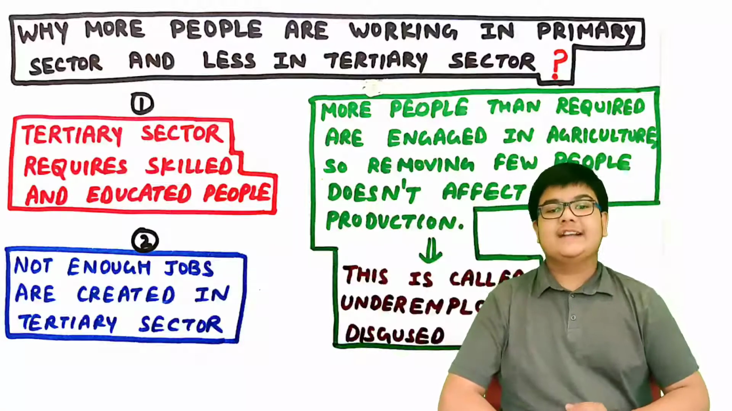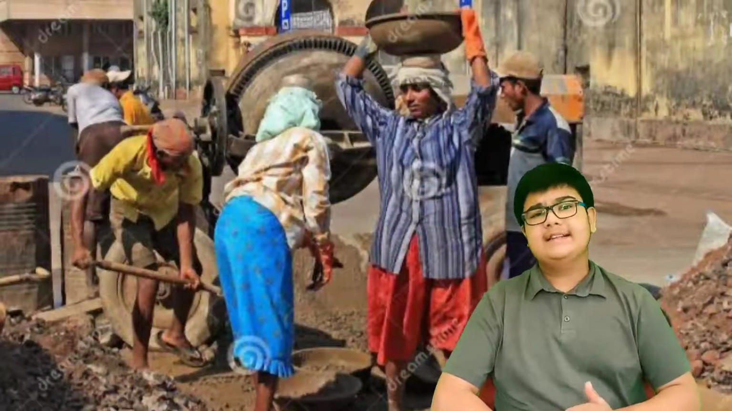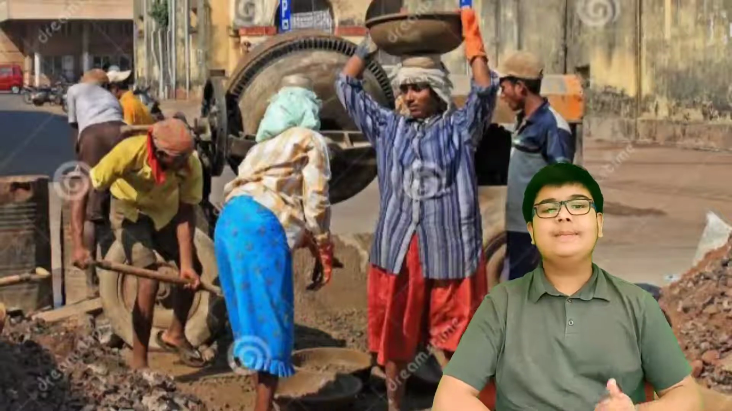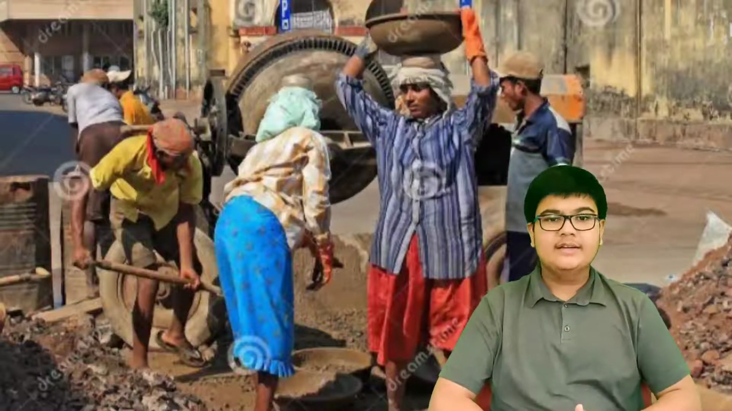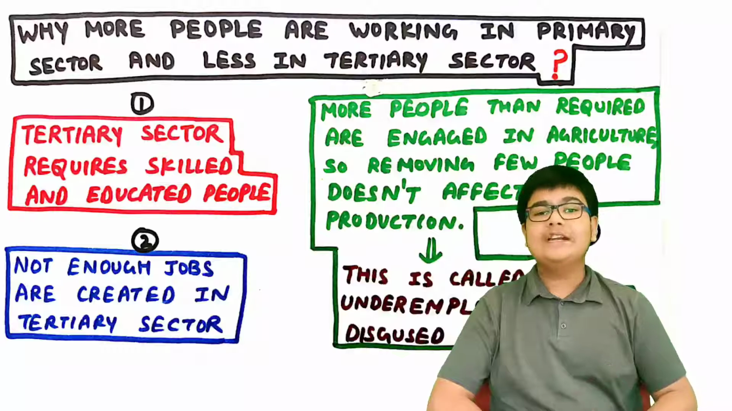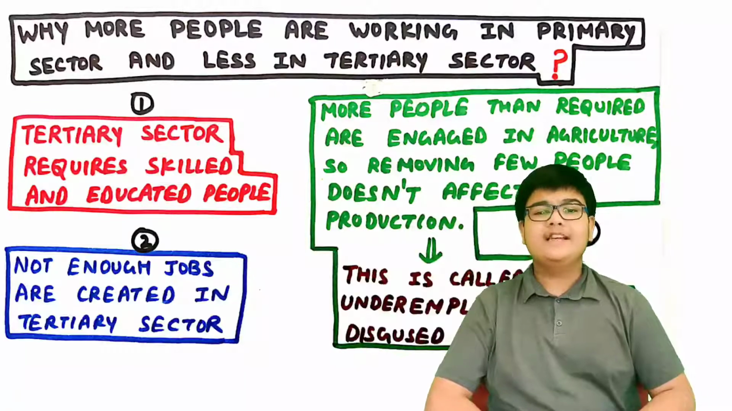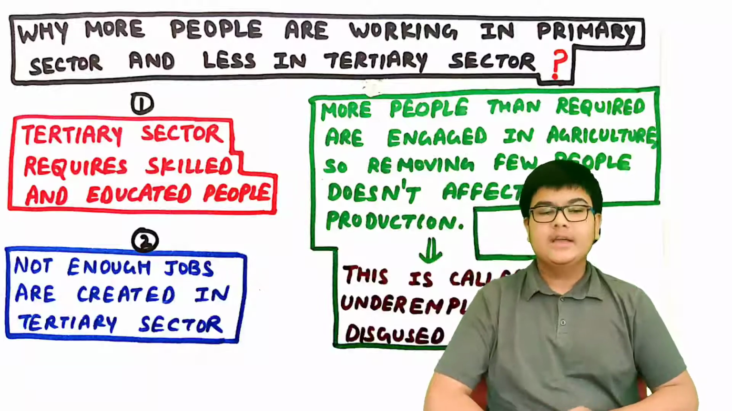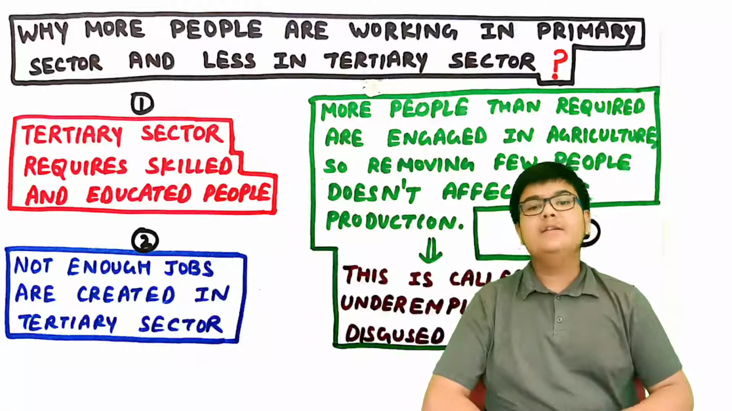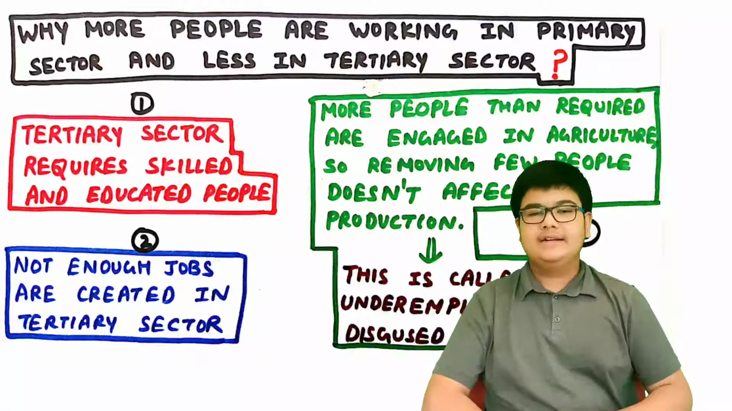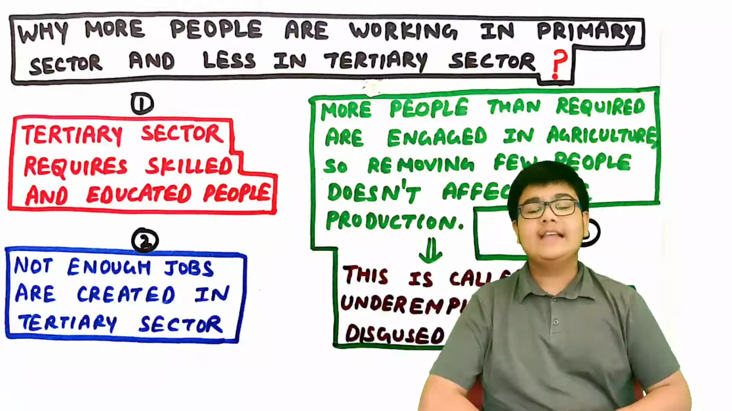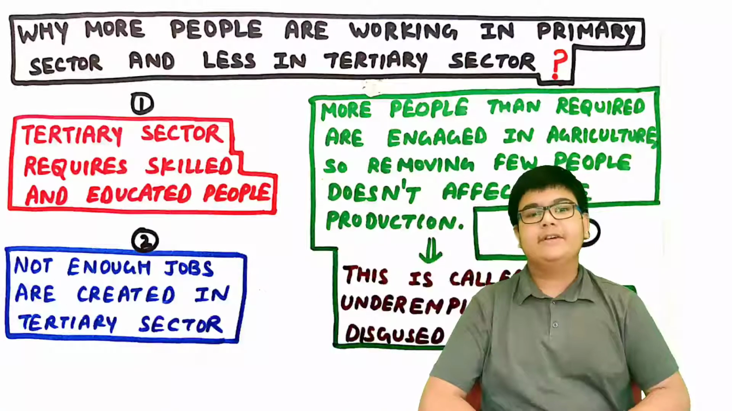First, the tertiary sector requires skilled and educated people, and not everybody has that skill and education, and most of the people in India are uneducated. That's why they are not able to get jobs in the tertiary sector. Second, not enough jobs are created in the tertiary sector. Many jobs in the tertiary sector are based on technology and require very little manpower.